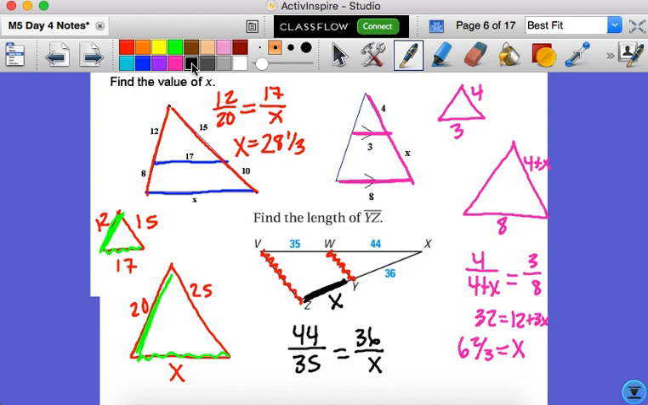So 36 times 35 is going to get divided by 44. We're going to end up with kind of an ugly answer here. So I'm going to convert this to a mixed number. You could just round that if you wanted to. But x equals 28 and 7/11. Like I said, if you wanted to leave that as a decimal, just put a squiggly equal sign to represent that you rounded.